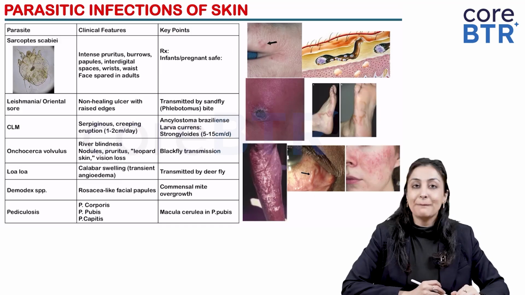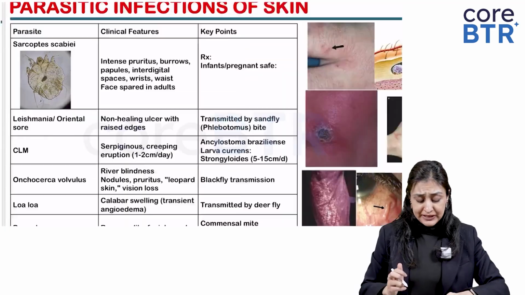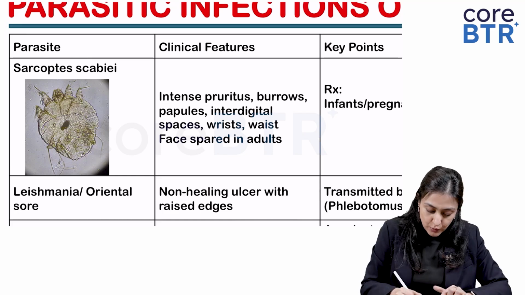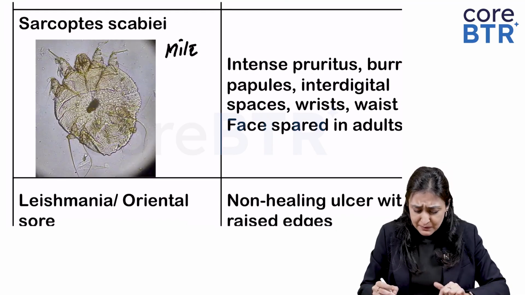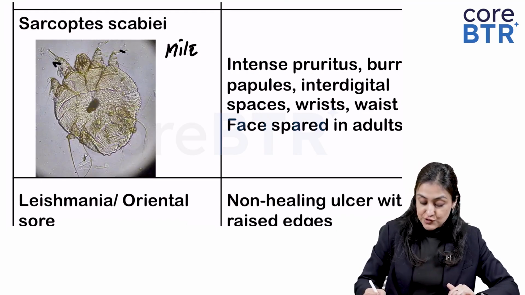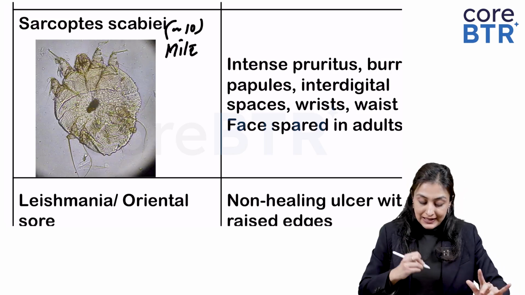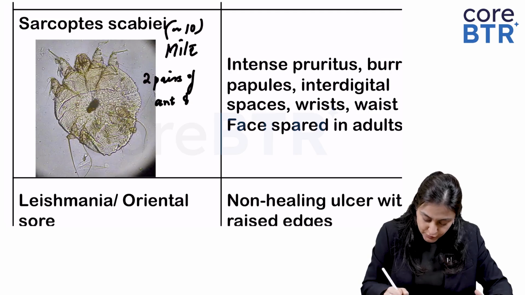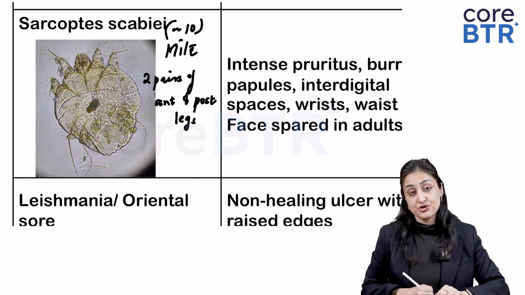Now let's talk about parasitic infections of the skin, right? A very high-yield table. Predominantly I need to teach you scabies. So Sarcoptes scabiei is a mite. They have also asked you how many legs this mite has. First of all, it takes around 10 mites to cause scabies. Then what you can see here is it has 2 pairs of anterior and posterior legs, if you want to know so much detail of this.